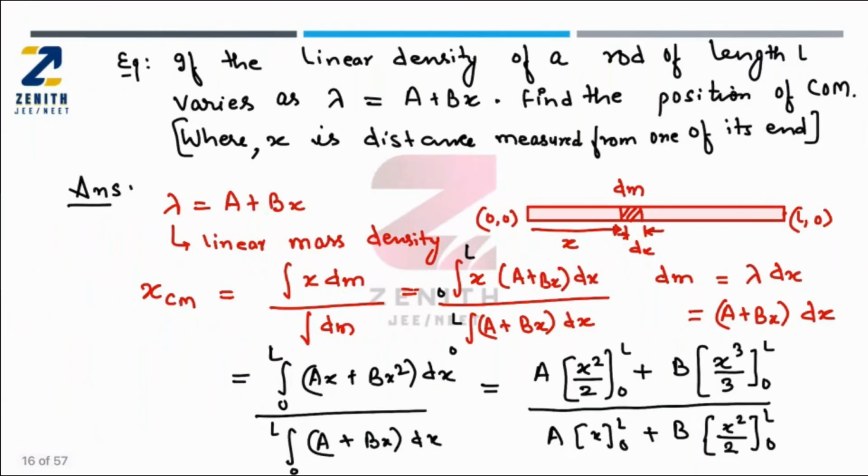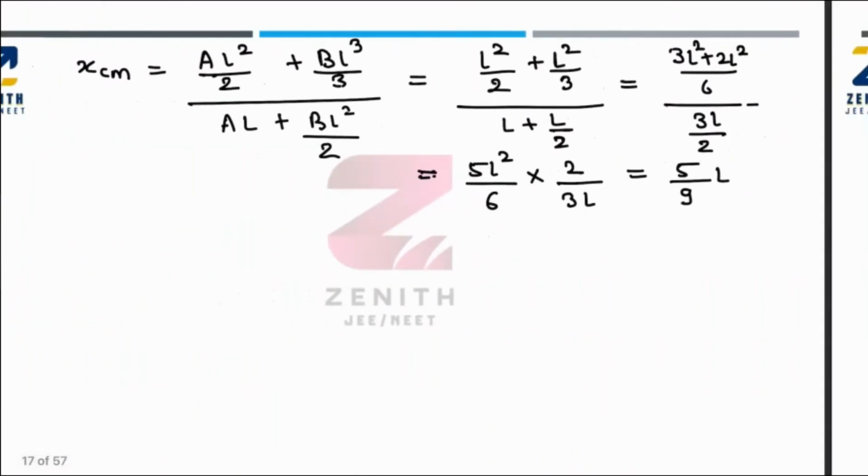5 by 9 into L. Okay. Now this is for the rod. Now I will discuss the other geometry also.